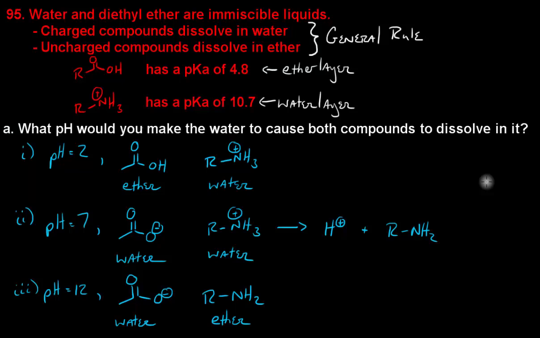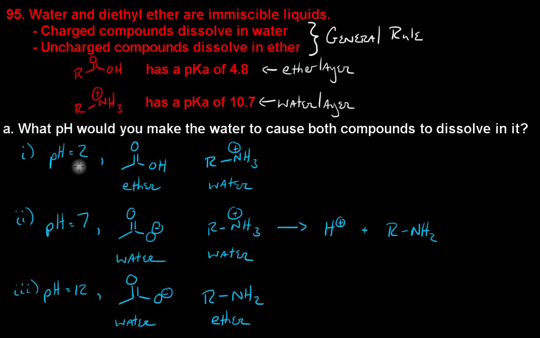If you wanted the carboxylic acid to dissolve in the water layer and the amine to dissolve in the ether layer, we'd need the pH to be about 12. And if we wanted the acid to dissolve in the ether and the amine to dissolve in the water, we would have a really, really low pH, or really, really acidic conditions, such as up here in little Roman numeral 1. Okay, so really, really low pH.